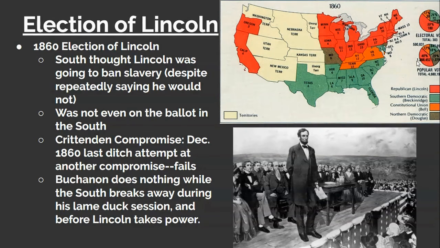And now in this time period, there was a long time after you were elected before you actually took power. And so in this time period from November to, I can't remember, it was either March or April until Lincoln was going to take power, the South was breaking away. And there's a last-ditch attempt called the Crittenden Compromise in the Senate to try and resolve the differences, and that fails. And the president, who's a lame duck president, President Buchanan, also considered one of the worst presidents of all time, he really does nothing while the South breaks away during his lame duck session and before Lincoln can take power.